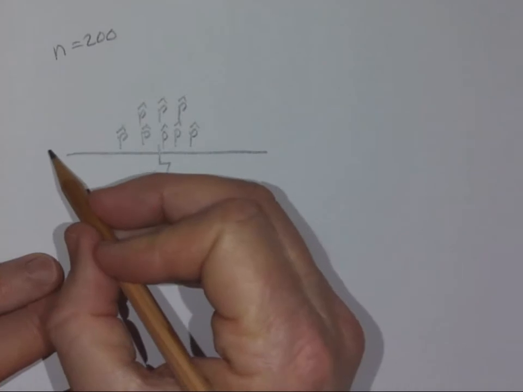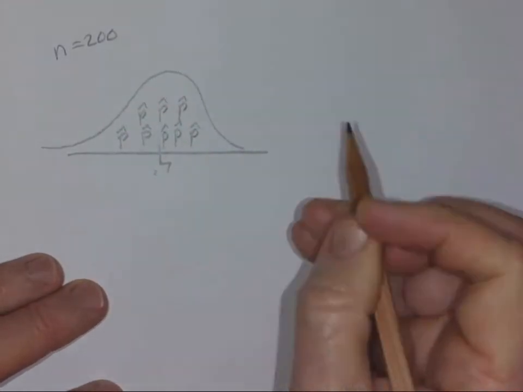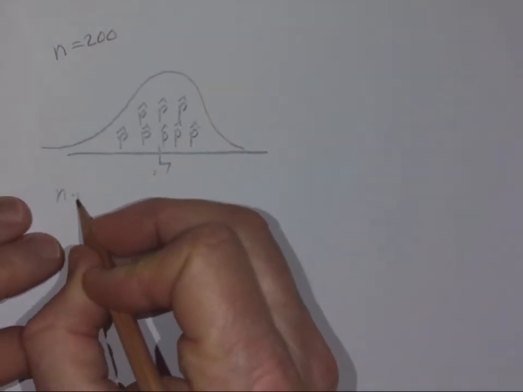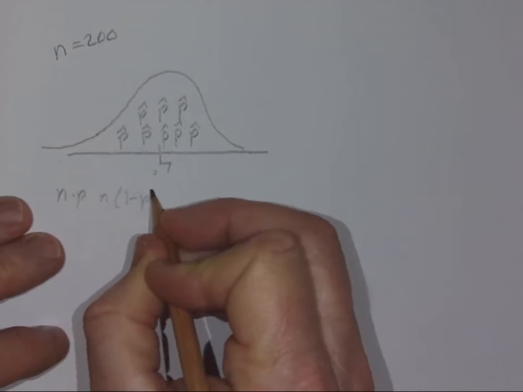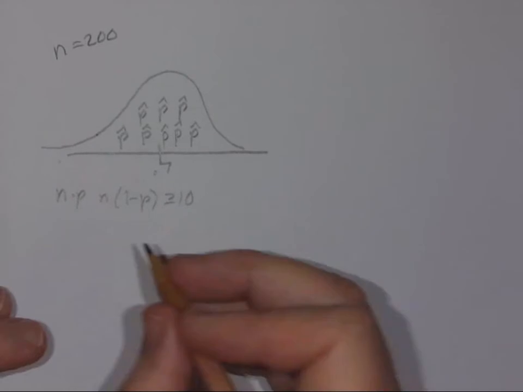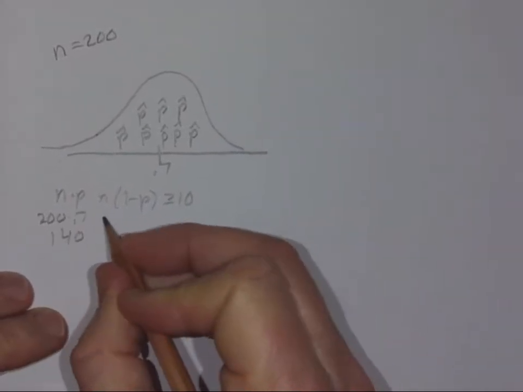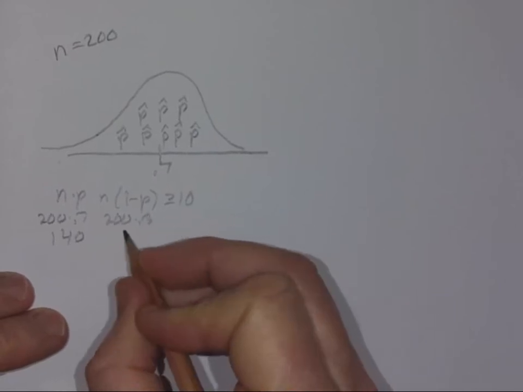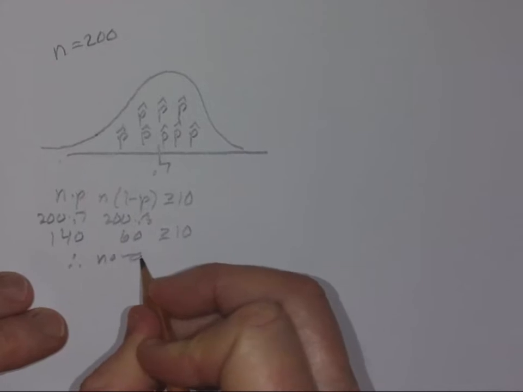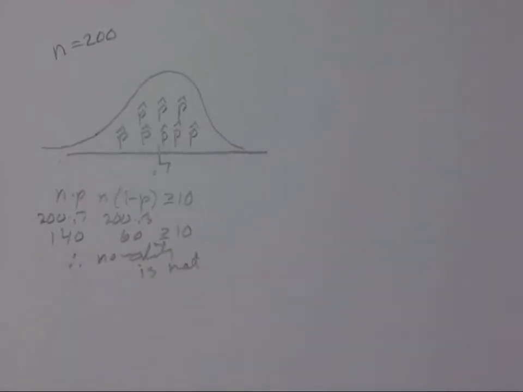And this collection of p-hats, this sampling distribution, will be approximately normal as long as our little rule for that is met: n times p and n times 1 minus p are greater than 10. And so in this case, that's going to be 200 times 0.7, which is 140. And this would be 200 times 0.3, and so that's 60. And they're both greater than 10. Therefore, normality is met. Of course, we talked about all of this earlier.